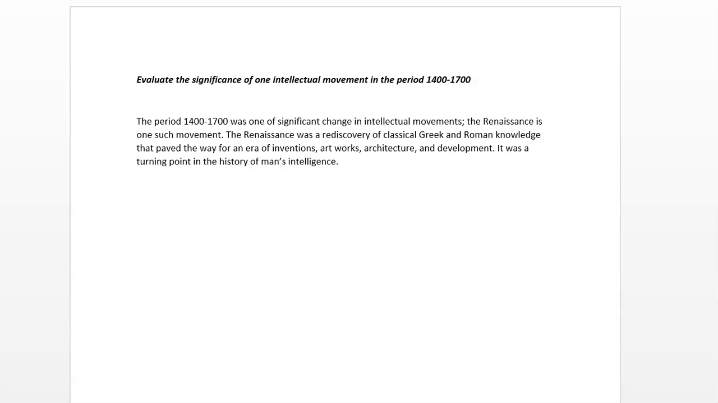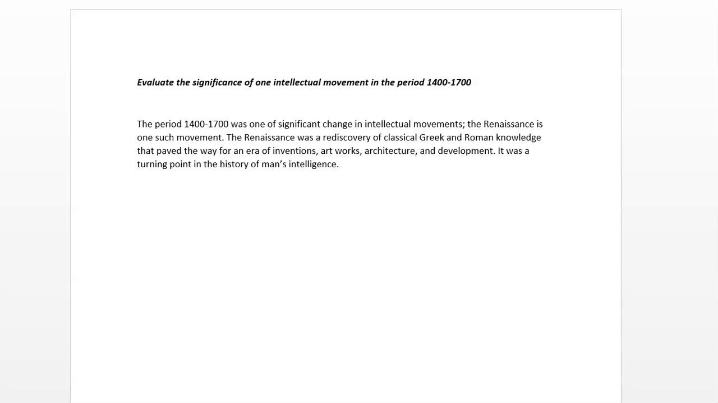The period 1400 to 1700 was one of significant change in intellectual movements, the Renaissance being one such movement. The Renaissance was a rediscovery of classical Greek and Roman knowledge that paved the way for an era of inventions, artworks, architecture and development. It was a turning point in the history of man's intelligence. Okay, so in this introduction then, I've just given a tiny bit of context as to what the Renaissance is, and also I've hinted at whether or not I think it's going to be significant.